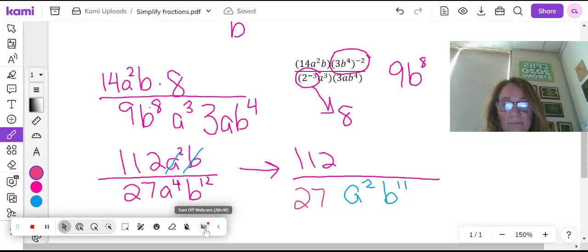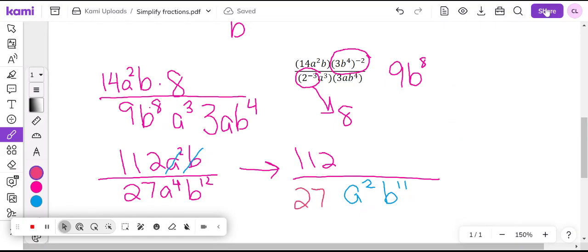And that's it, right? Not sure why it's not stopping.